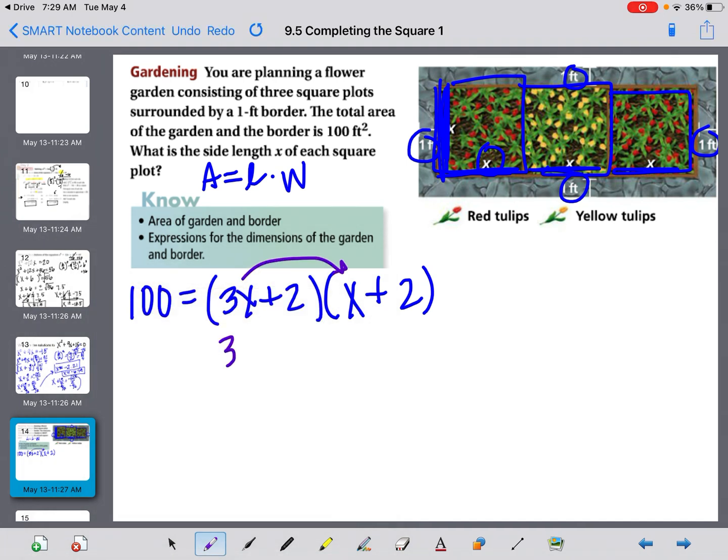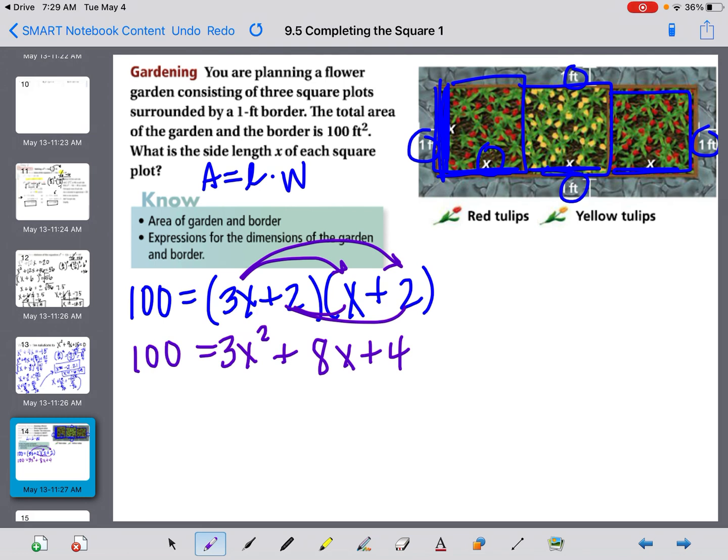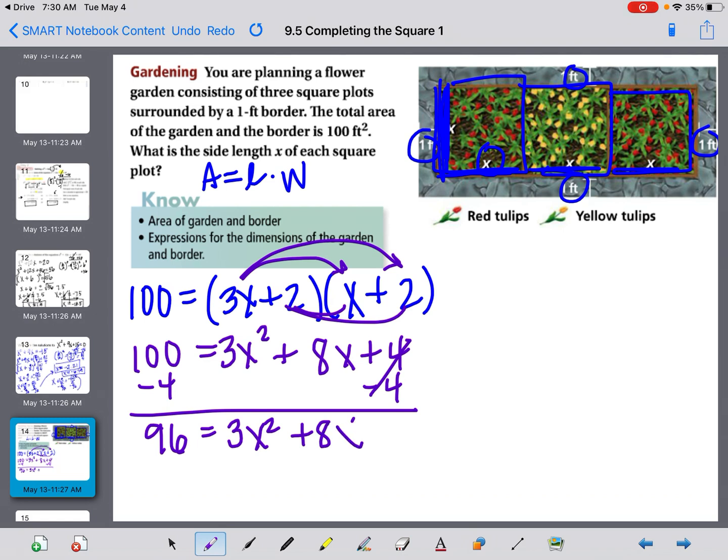So first, outside, inside, and last. And then I'm going to combine these to get my 8x. And all of that still equals 100. Okay. Now I'm at a point that I need to move my c value so that I can complete a square. I will have 96 is equal to 3x squared plus 8x.